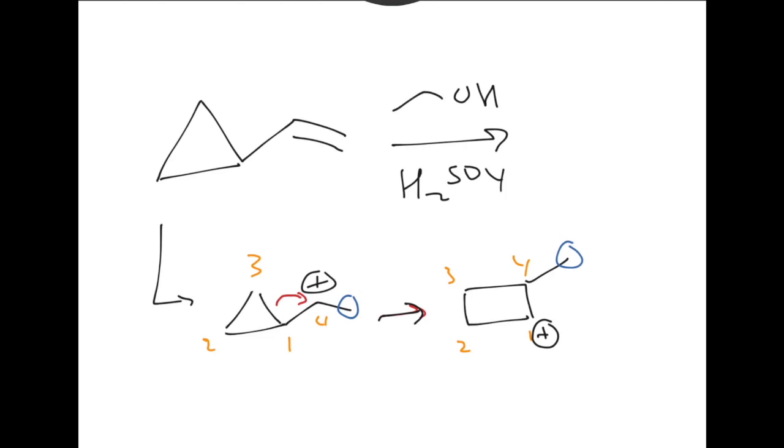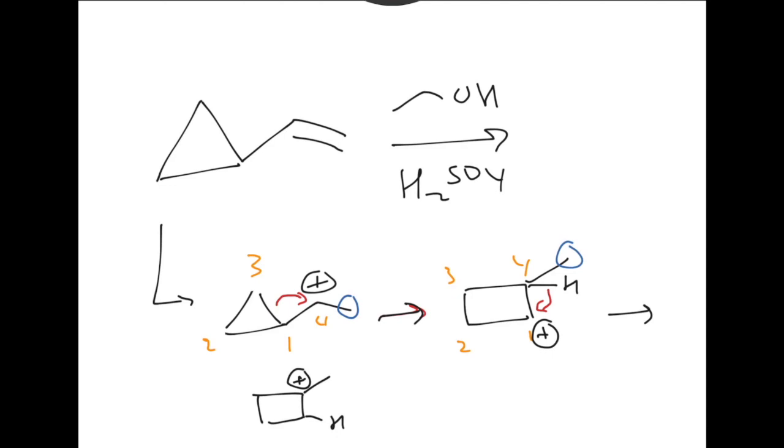Can I move something from another carbon to make it a more stable carbocation? I can't move the methyl, but carbon 4 is a tertiary carbon that has a hydrogen on it. So now I can move that hydrogen. I can do a 1,2 hydride shift, and that makes a tertiary carbocation. That is the best carbocation I can make.